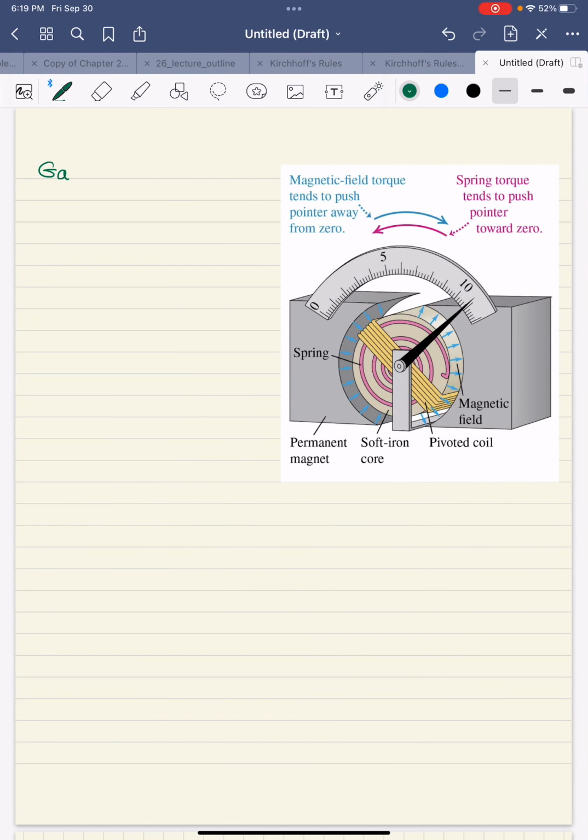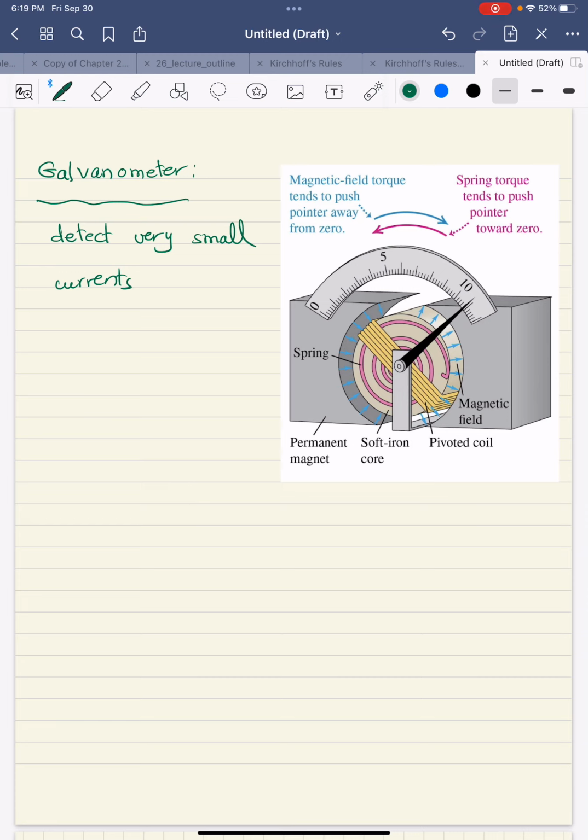Okay, now I will talk about some of the devices that we use for measuring in the lab and some of the components. The first one is the galvanometer. The galvanometer is a device that is going to detect very small currents.